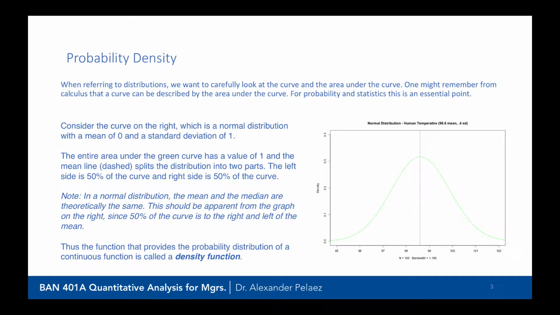So again, if we consider that our probability was always from 0 to 1, we now have a relationship to these normal probability distributions that says if the event is not likely to occur at all, it's 0, and if all of the events are likely to occur, then it's 1. And that's why we focus on the cumulative distribution. In the normal distribution, the mean and the median are theoretically the same. This should be apparent from the graph here on the right. Since 50% of the curve is to the left and 50% of the curve is to the right, the 50% would represent the median. And because our mean is on that line, the two are identical. So this function, the function that provides the probability distribution of a continuous variable, is called a density function.